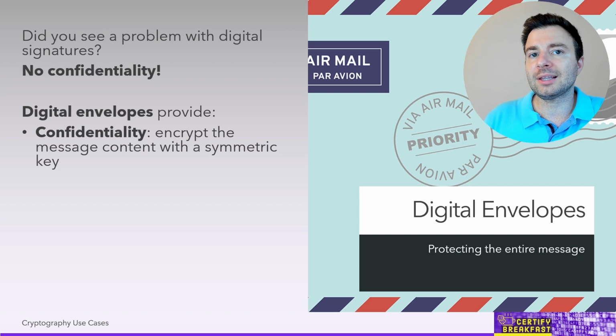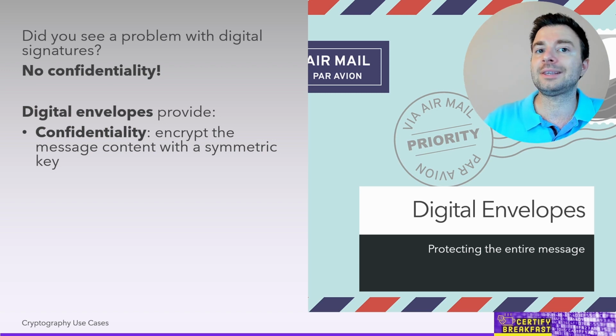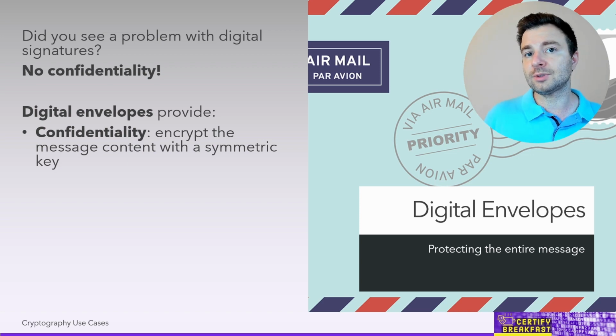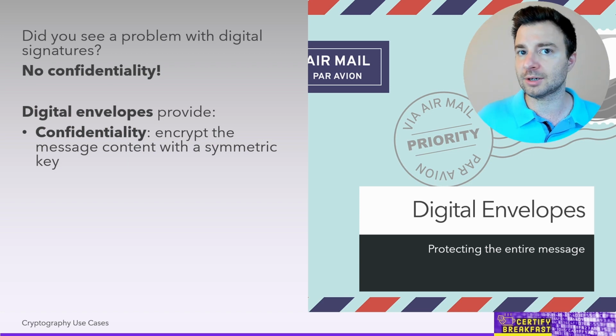So with digital envelopes, we get the benefit of confidentiality because we're protecting the entire message with a symmetric key, which can then in turn be protected by public key cryptography. Symmetric encryption keys are not going to be very long, probably just some tens, hundreds, even a couple of thousands of bytes in length, more than enough so that we can protect it with public key cryptography.